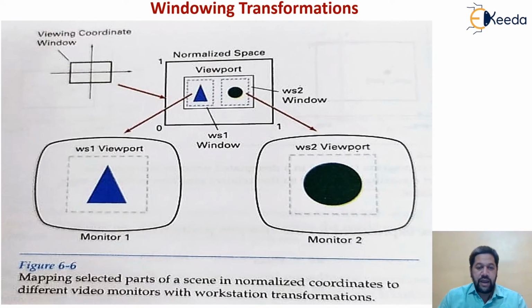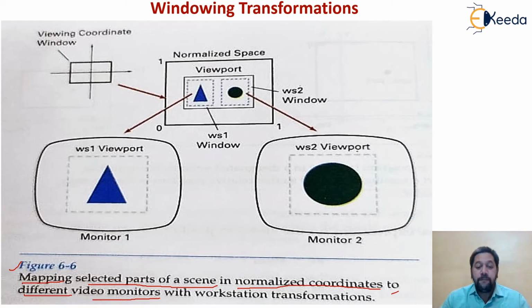I want everyone to concentrate on this particular diagram, which will clear all your concepts related to viewport, window, and their transformation. First I read the name of the diagram and what we have written here. It shows the mapping of selected parts of a scene. What are we mapping? We are mapping some selected part of the scene in normalized coordinates to different video monitors.